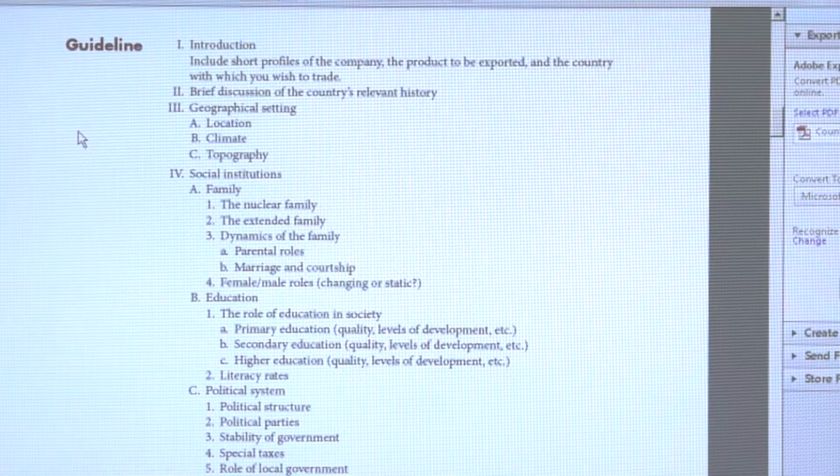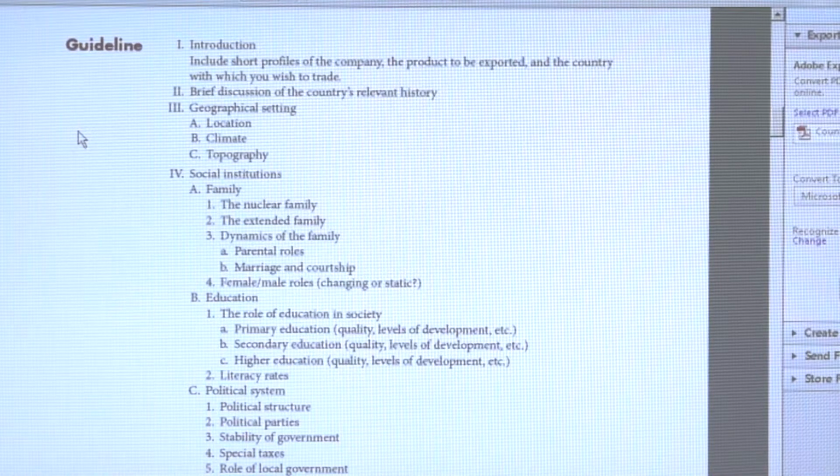I would add, these are not hard and fast definitions. So if you're going to tell me what the nuclear family is, tell me where that definition comes from. Same thing with extended family. What counts as your immediate family? What counts as your extended family? All very important. Dynamics of the family.